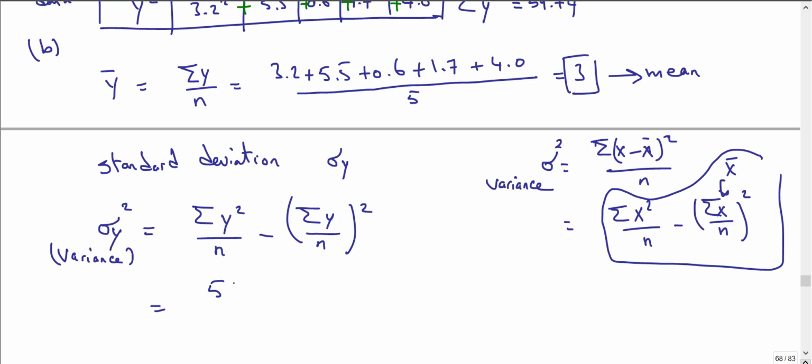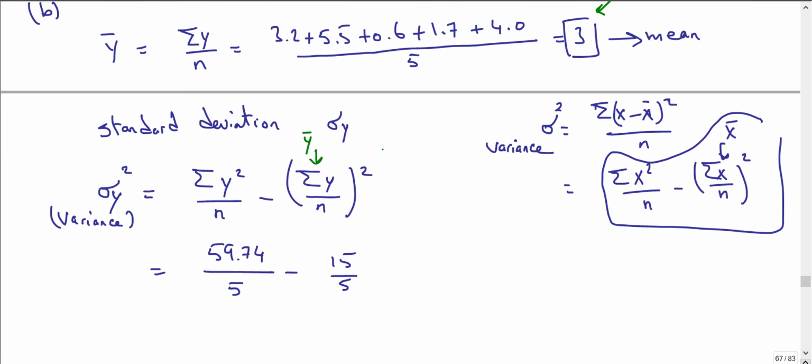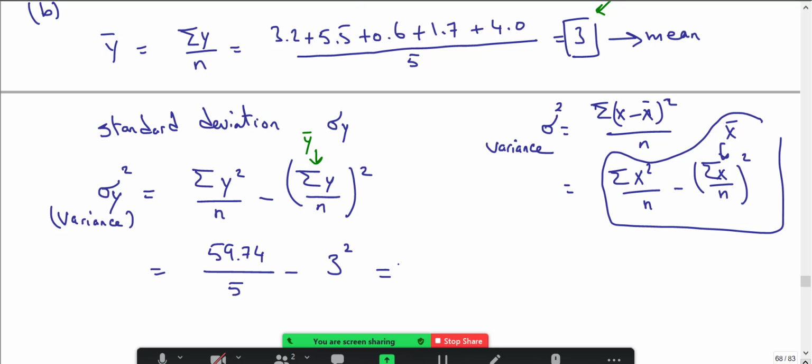Sigma y squared, we said 59.74 from the table, over the number of data, which is 5, minus sigma y over n, which is 15 over 5. That is y bar, which you already found, so you don't need to write it again. You just put it like this and square it. Very easy.